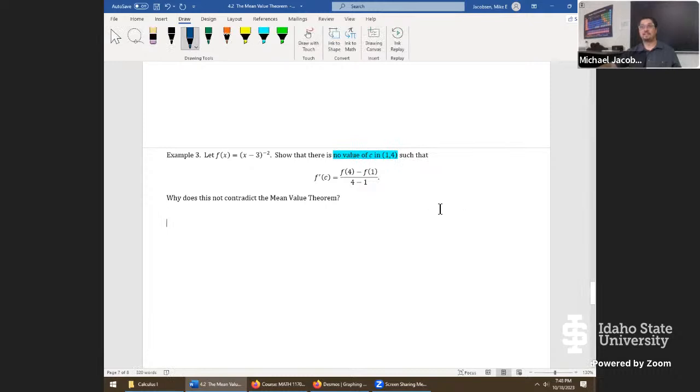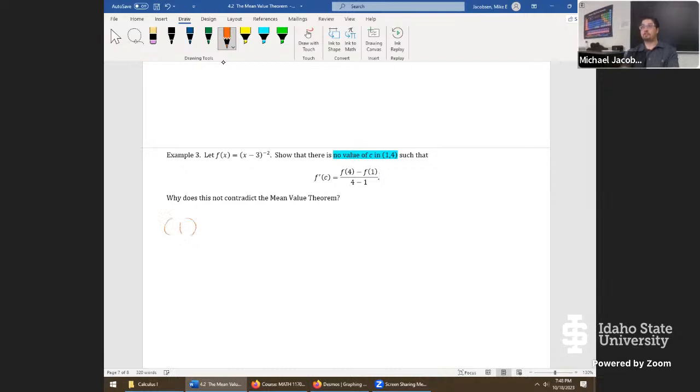We want to show this is impossible. Then we have to explain why this doesn't contradict the mean value theorem. This is the conclusion of the mean value theorem, that you could actually solve this. And they're telling us it's impossible. We have to explain why. But really the way to give that explanation is just to go through the whole method again.